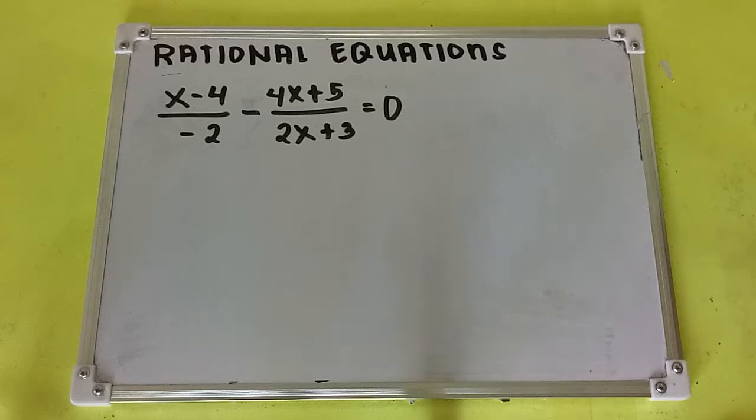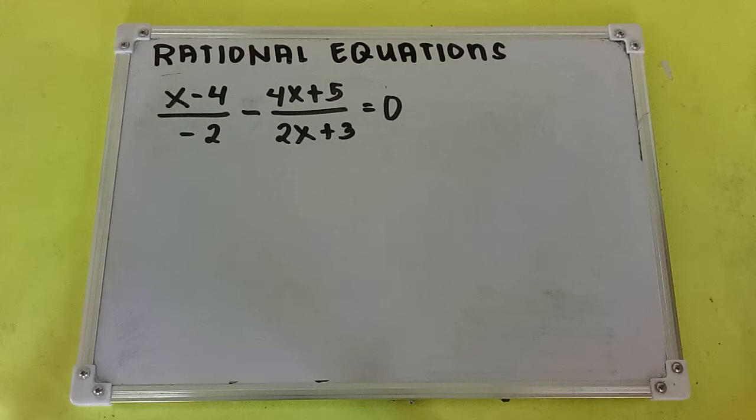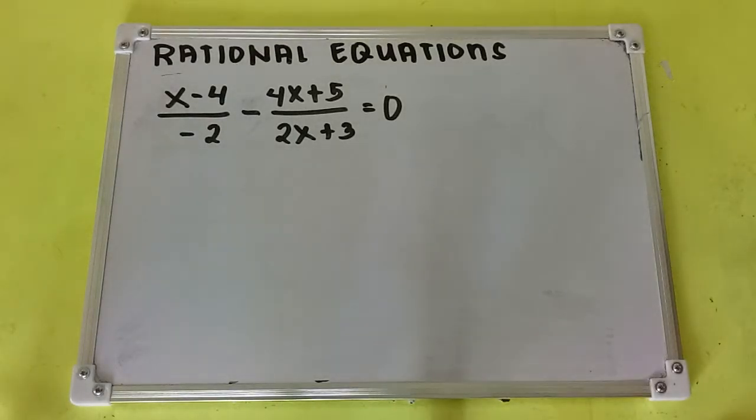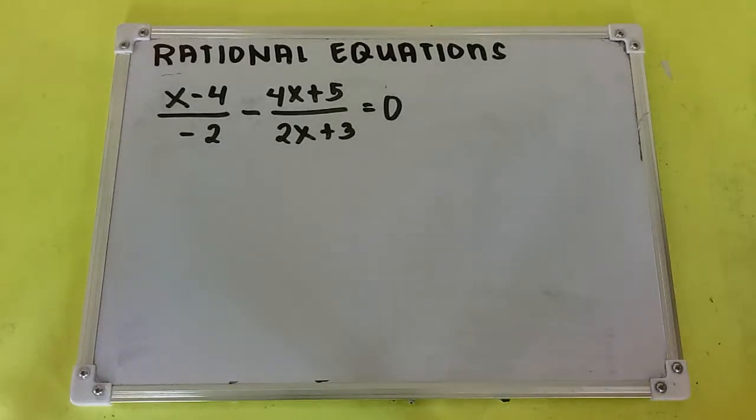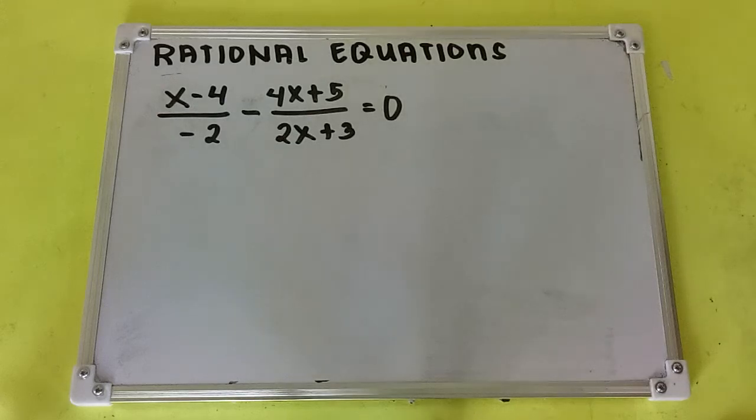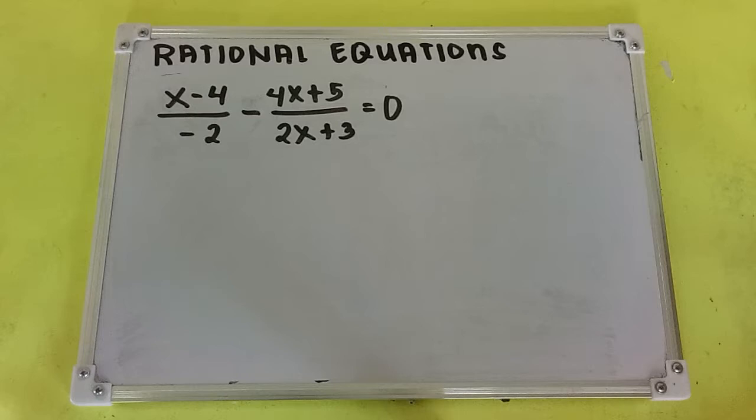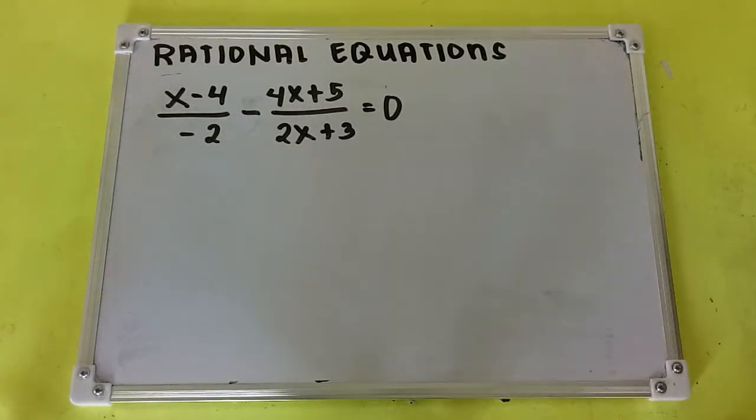So the given equation is (x - 4) over negative 2 minus (4x + 5) over (2x + 3) equals 0. In the earlier examples, both had a rational expression on both sides. Here, one side, the right hand side, is 0. So we equate it to 0.